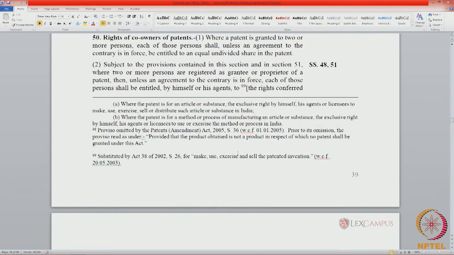So they are entitled to an equal undivided share. If there is an agreement to the contrary, then they are entitled to an undivided share nevertheless, in the manner in which they have agreed between themselves. So they will have an undivided share in the ratio 50:25:25, but nevertheless the share would remain an undivided share.